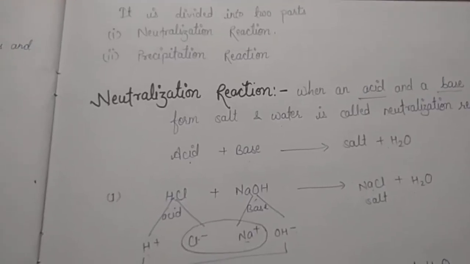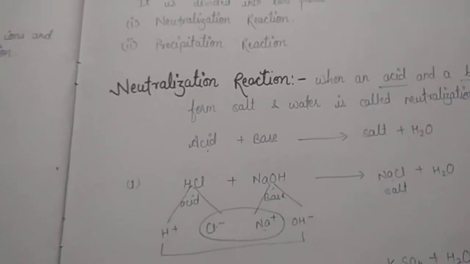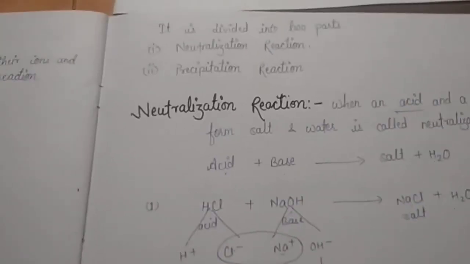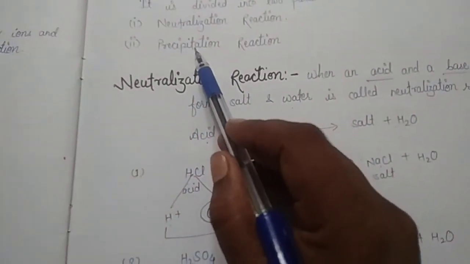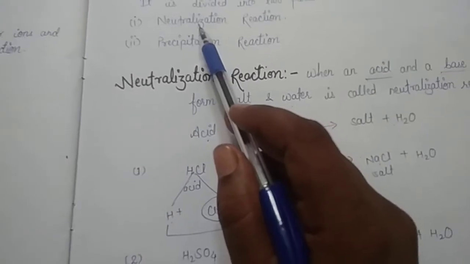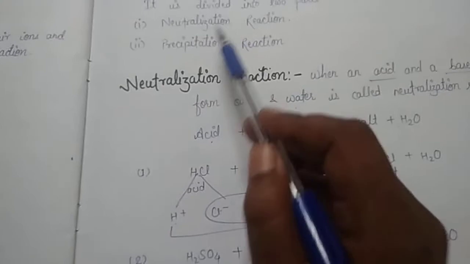Now, double displacement reaction is divided into two parts according to the formation of product. If it produces a precipitate, an insoluble product, that will be a precipitation reaction, and if an acid and a base form salt and water, that will be a neutralization reaction. Let's see, children.